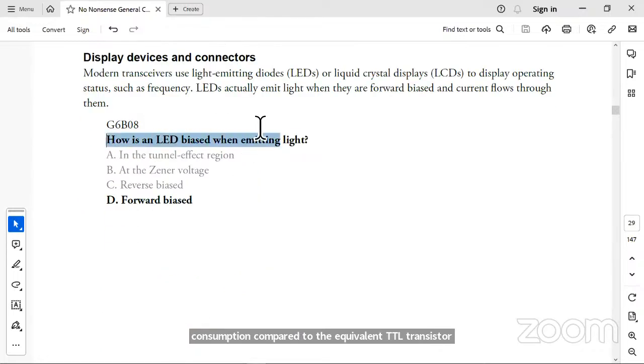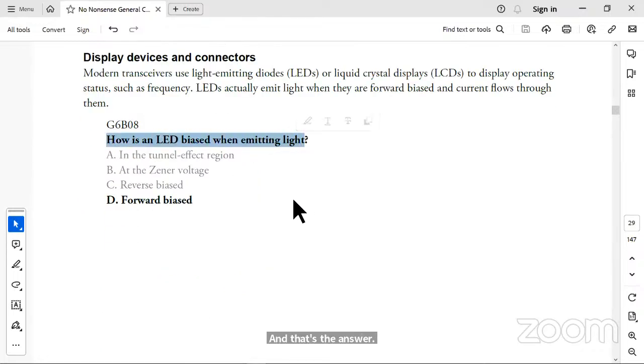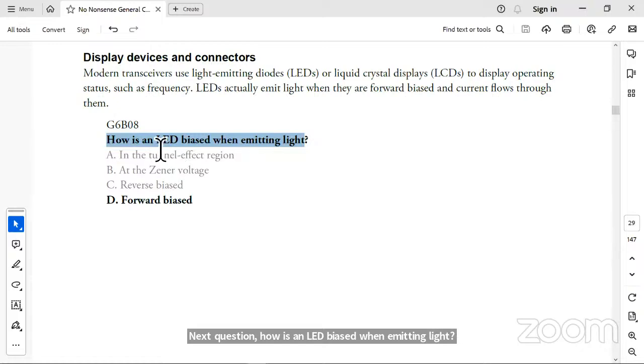Next question. How is an LED biased when emitting light? So let's break this question down a little bit. How is an LED biased? What is an LED? It's a light emitting diode. So if you want it to conduct current so that it will glow, it will light up, you have to forward bias it, which is the answer. If you reverse bias it, no current will flow and it will not light up. All right.